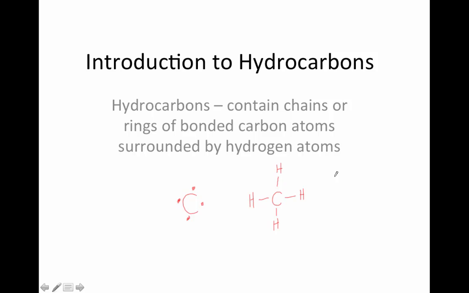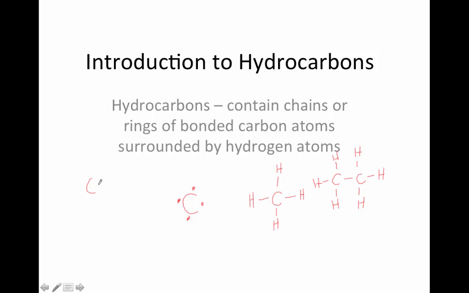Sometimes carbon chains can occur. Each carbon in the carbon chain is bonded to one other carbon, and then they are surrounded by hydrogens. And again, you can see that this carbon here has 2, 4, 6, 8 electrons around it, as does this one. If I finish writing the hydrogens on there.